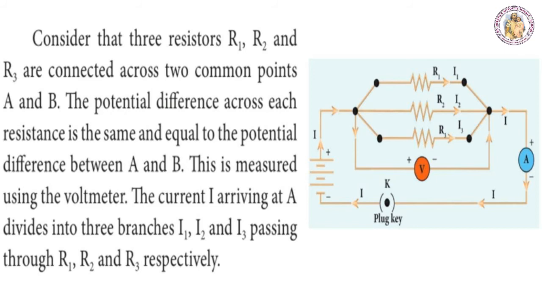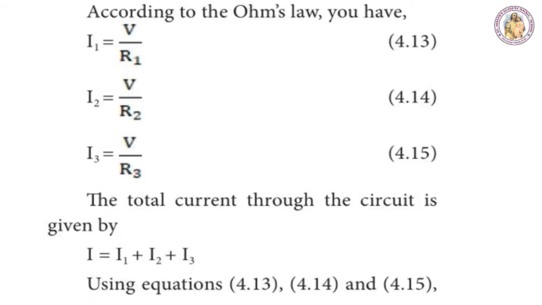This is measured using the voltmeter. How to measure potential difference? The instrument voltmeter is used to measure potential difference. The current I arriving at A divides into three branches. Different currents flow through each branch: I1, I2 and I3 passing through R1, R2, R3 respectively.